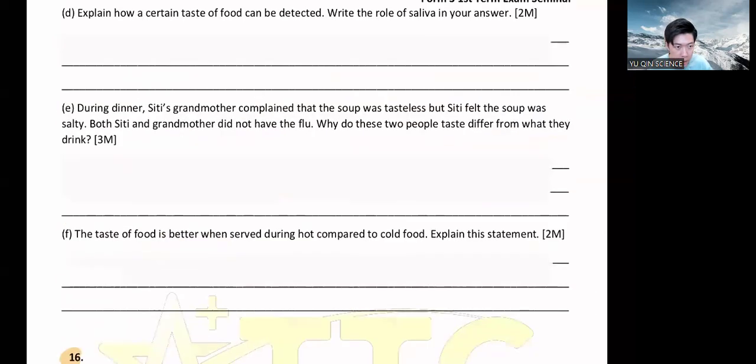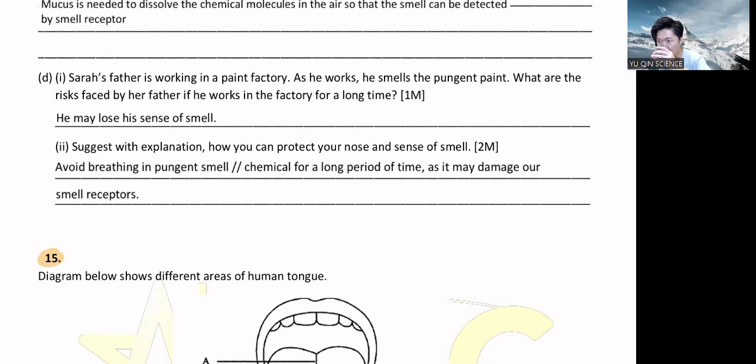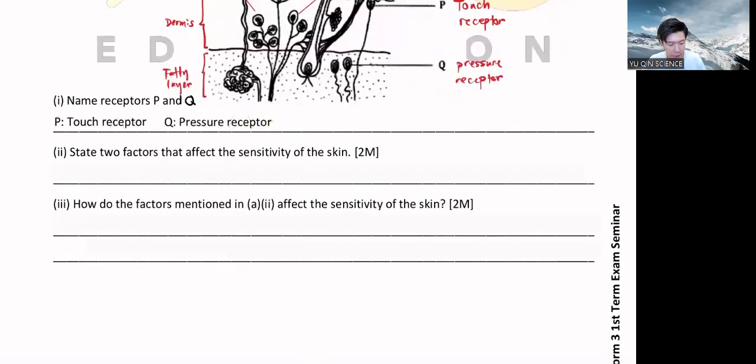Okay, so 14, the question just now, 14. Okay, line 14 D. Okay, cool. Okay, line number 2, continue.